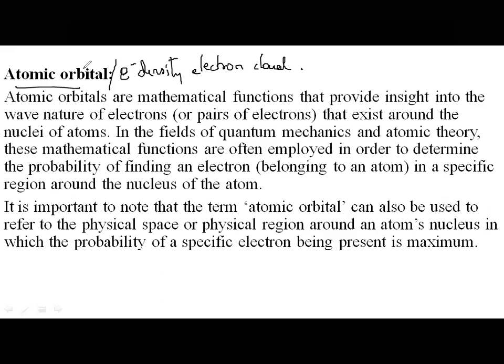So atomic orbitals, which are also called electron density or electron cloud, are the mathematical functions that provide insight into the wave function of the electrons that exist around the nuclei of atoms. In quantum mechanics and atomic theory, these functions are employed to determine the probability of finding an electron in a specific region. Note that the term atomic orbital can refer to the physical region around an atom's nucleus in which the probability of finding the electron is maximum. So for this, psi square is maximum, and we call it an atomic orbital in a three-dimensional space.